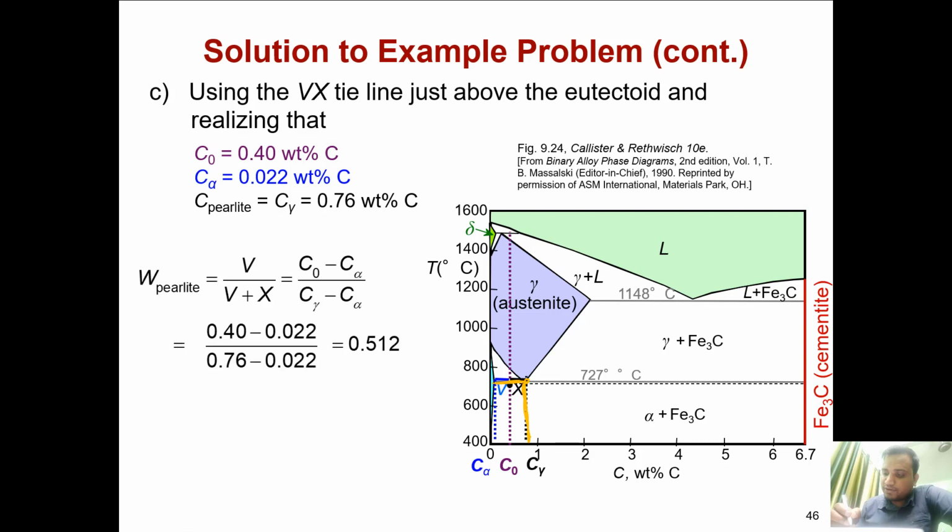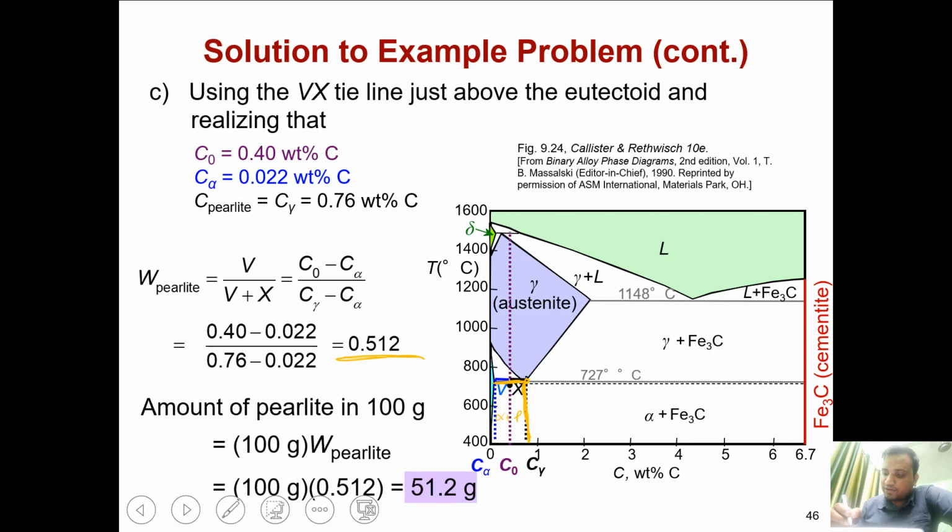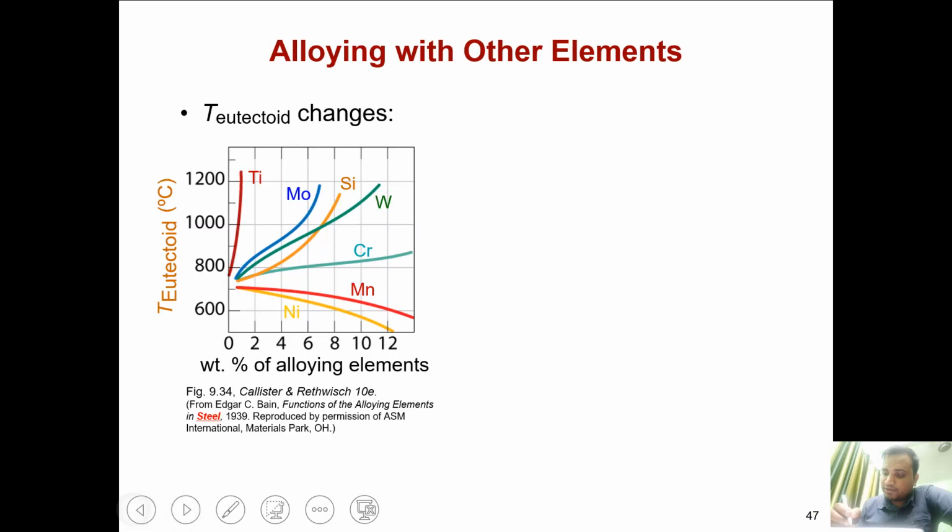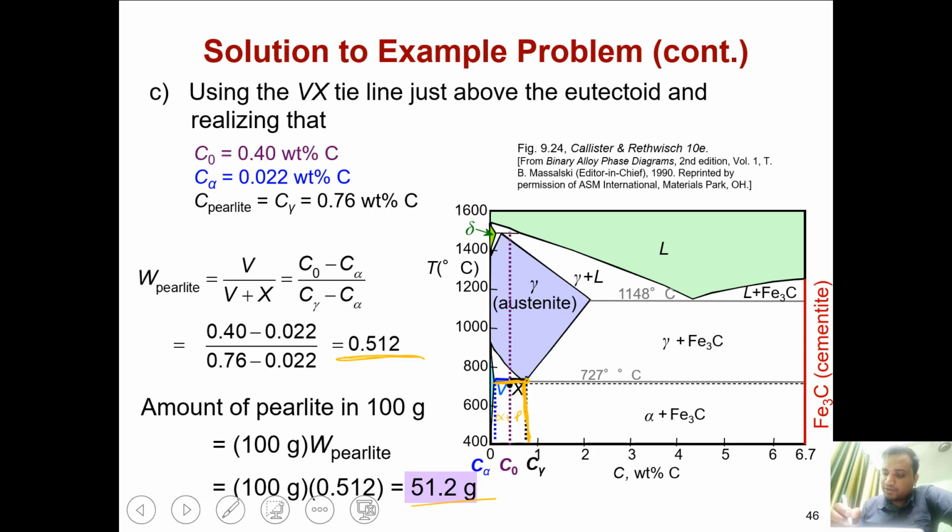Now what will be the amount of perlite which is forming? So this is the perlite here. In this region it is alpha plus perlite, right? Perlite is on the right hand side, so we'll take this V divided by V plus X. So it is 0.512. So the weight fraction of perlite is 0.512. Now what is the amount of perlite? It is 51.2 gram. So we are able to calculate easily, right?